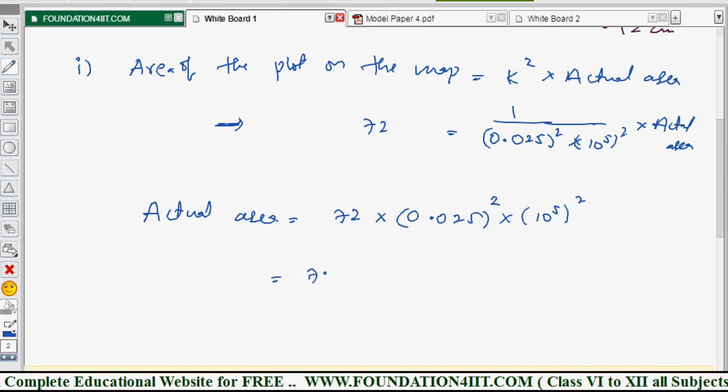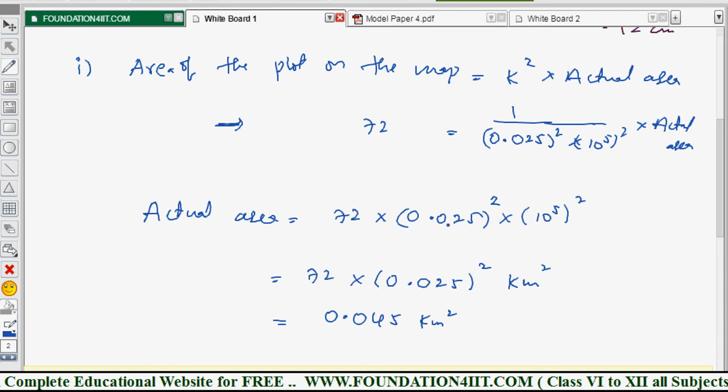72 into 0.025 square, 10 power 5 whole square. If you remove this, it converts into kilometers square. 1 square kilometer is equal to 10 power 5 whole square. Then if you simplify, 72 into this value, finally you get 0.045 square kilometers. This is the actual area.